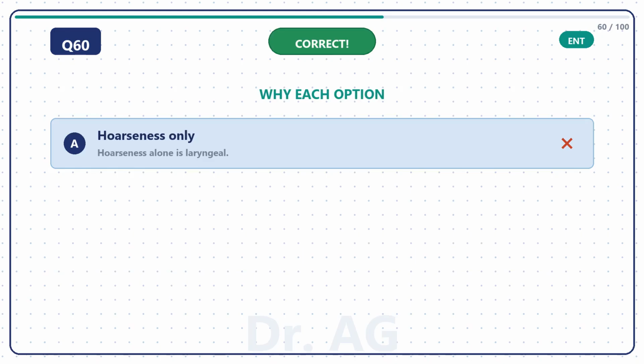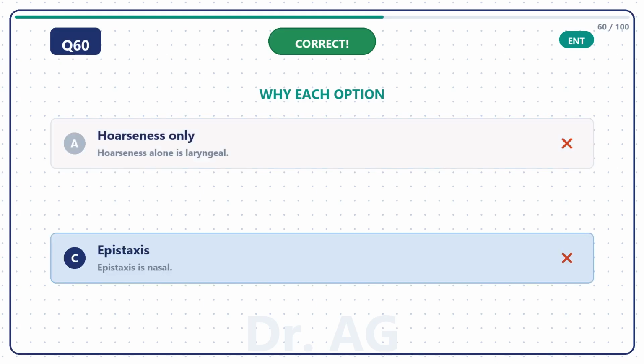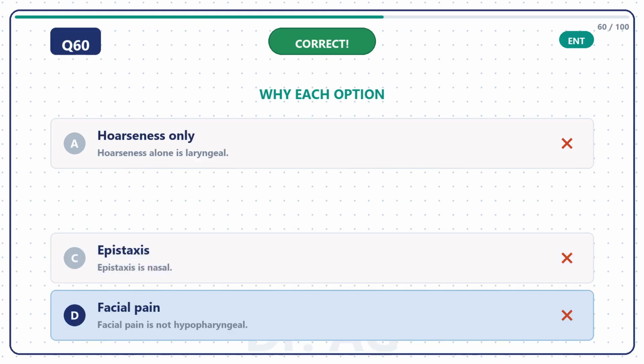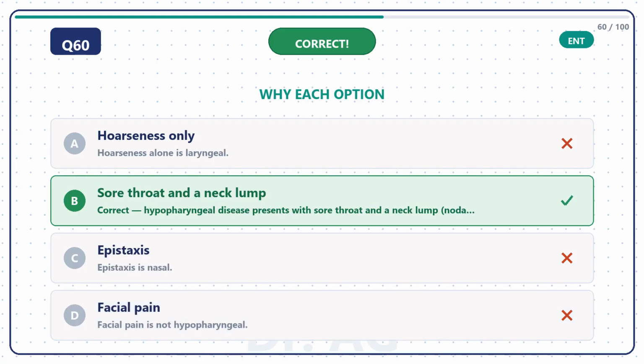Hoarseness only. Hoarseness alone is laryngeal. Epistaxis. Epistaxis is nasal. Facial pain. Facial pain is not hypopharyngeal. And the correct answer is sore throat and a neck lump. Correct. Hypopharyngeal disease presents with sore throat and a neck lump, from nodal spread. So, the right answer is option B. Sore throat and a neck lump.